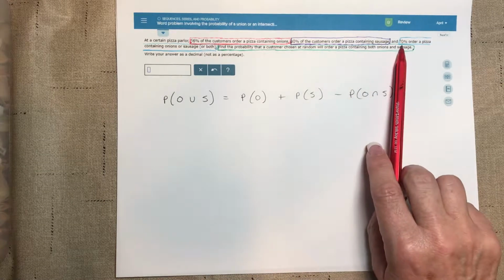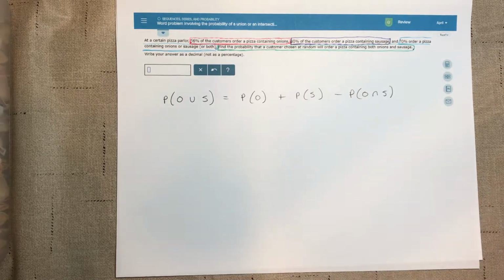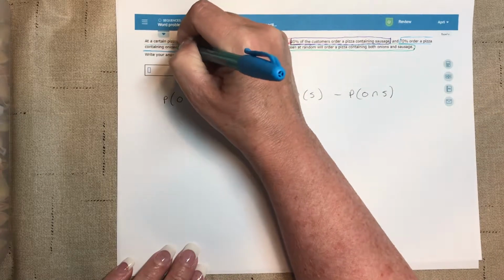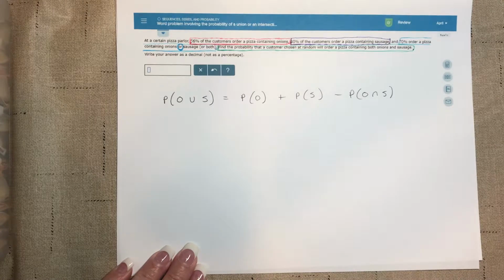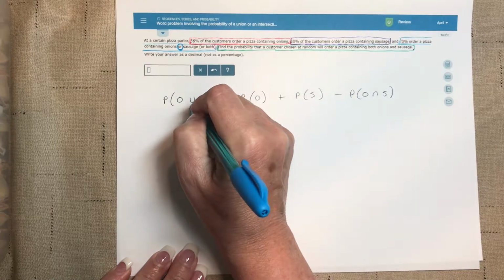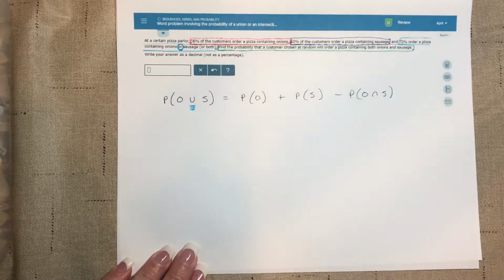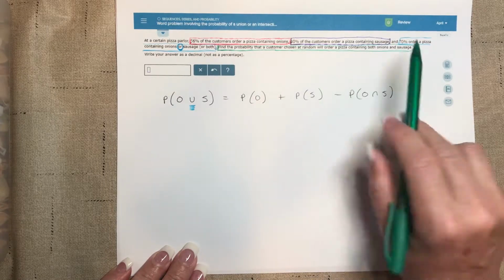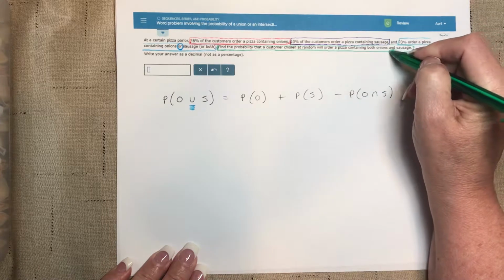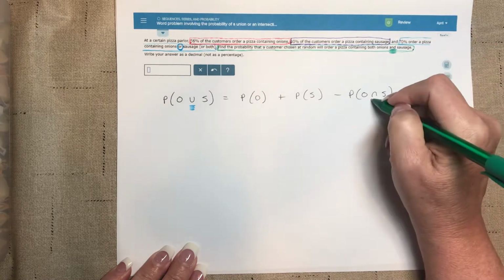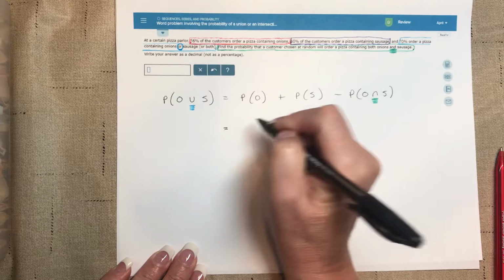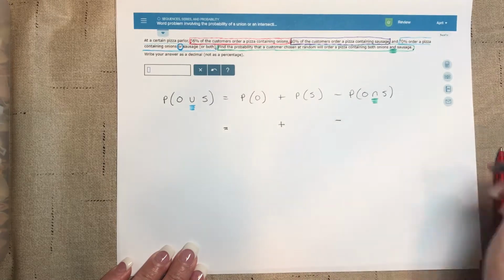And then 70% order a pizza containing onions or sausage. The or would be my union. And then it goes on to say, find the probability that a customer chosen at random will order a pizza containing both onions and sausage, and that is my intersection down there. So I color coded everything for you.